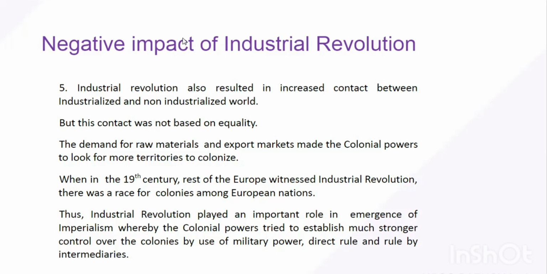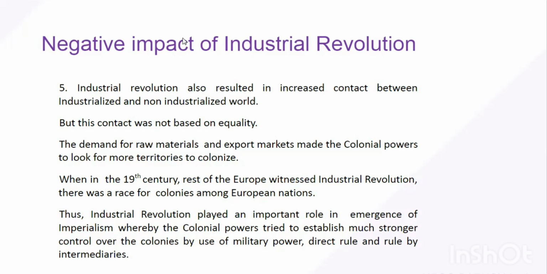So that resulted in increased contact between industrialized and non-industrialized countries, and this contact was not at all based on equality. They were mainly interested in these countries, that is Asia and Africa, for raw material and as markets, which we had seen in one of the reasons, that is, demand for raw materials and export markets made the colonial powers look for more and more territories to colonize. So one of the immediate negative impacts of industrial revolution is the race for colonies.